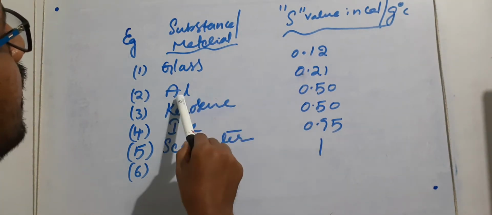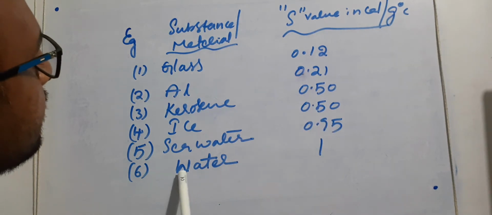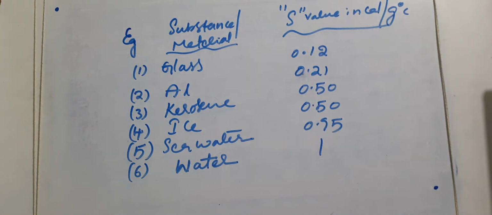So aluminum has a lower specific heat, whereas water has a higher specific heat. Generally, metals have lower specific heat values and non-metals have higher specific heat values, but the highest specific heat is for water, which is 1 calorie per gram degree Celsius. Now, how can we convert a specific heat value from the CGS system into the SI system?